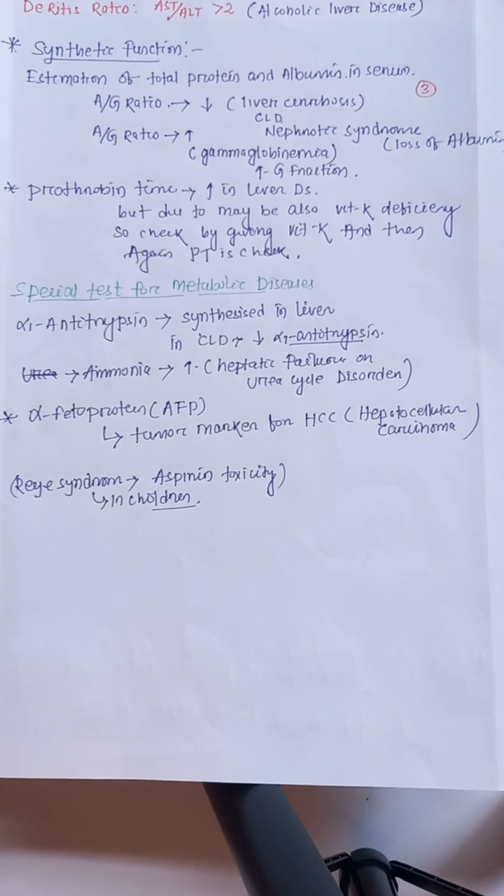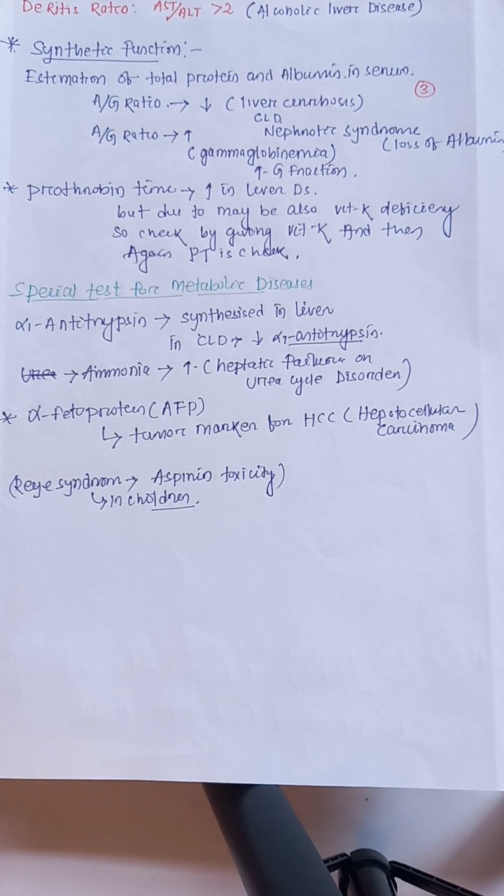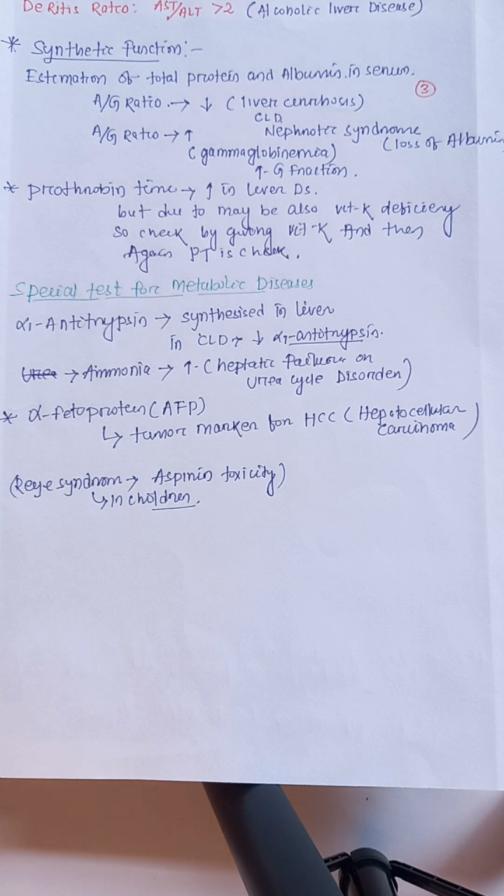Another concept is the De Ritis ratio, that is AST upon ALT greater than 2 indicates alcoholic liver disease. Generally it is 1 or less than 1. For synthetic function, we estimate serum protein and albumin. The A/G ratio decreases in liver cirrhosis, chronic liver diseases, and nephrotic syndrome. The A/G ratio generally increases in gamma globulinemia, where the G fraction increases. Prothrombin time increases in liver disease, also due to vitamin K deficiency, and prothrombin proteins are also produced by the liver.